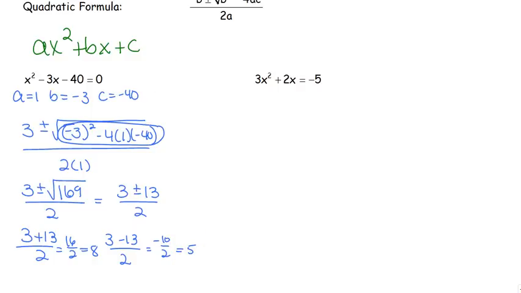So for this case, we have two solutions. x is equal to 8, or x is equal to 5. Those two cases will both give us an answer of 0. Don't forget that when you graph this, your solutions are your x-intercepts. So go ahead and pause and get out your calculators and graph it and look at your picture.